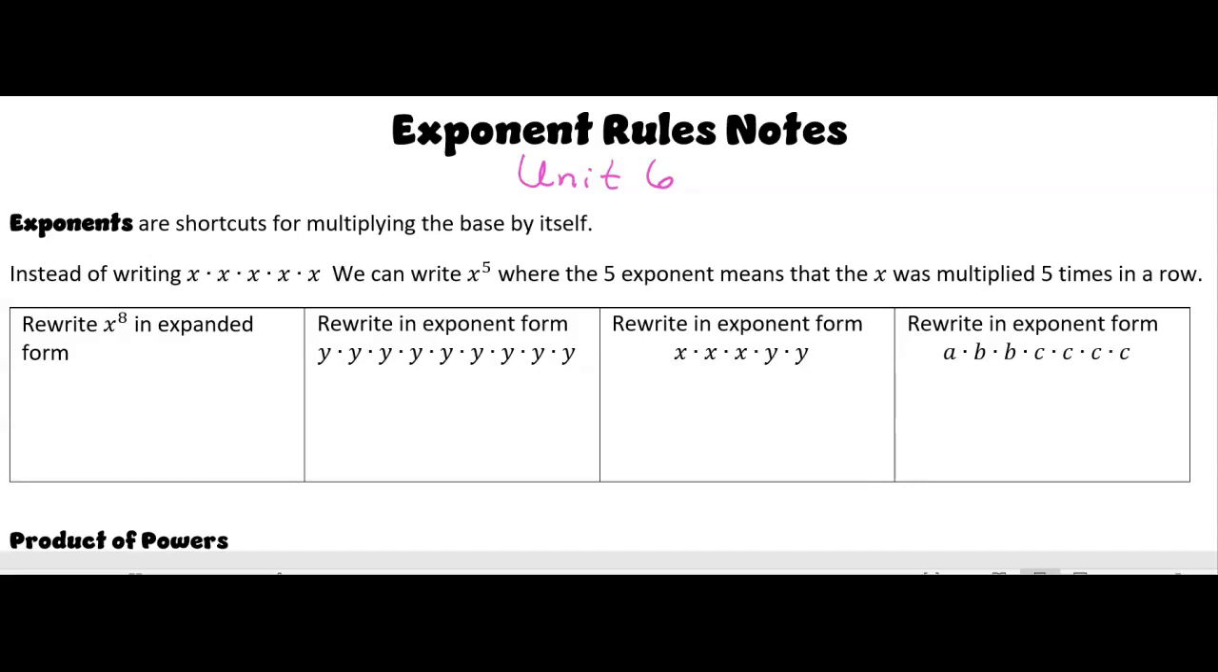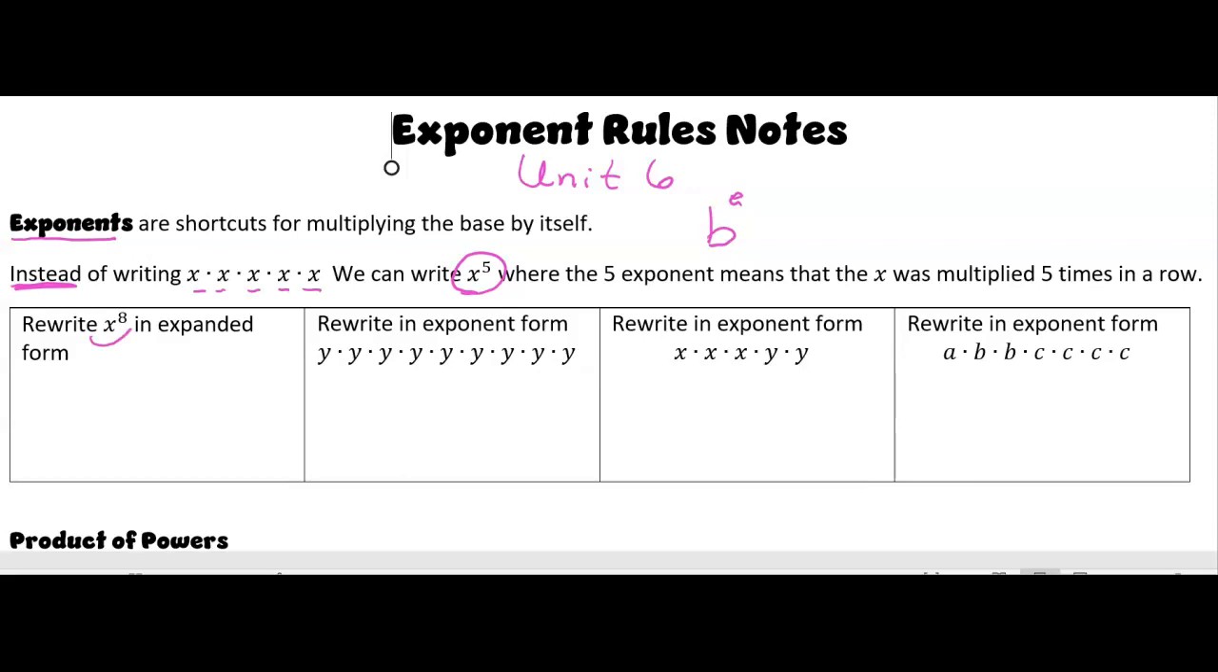Hi guys, today we're going to start Unit 6, which is on exponents and exponent rules. Let's talk about exponents. Exponents are shortcuts for multiplying the base times itself. So the B is the base and the E is the exponent. Instead of writing x times x times x times x times x 5 times, the shortcut is x to the fifth power, where the 5 in the exponent means that x is being multiplied times itself 5 times in a row.